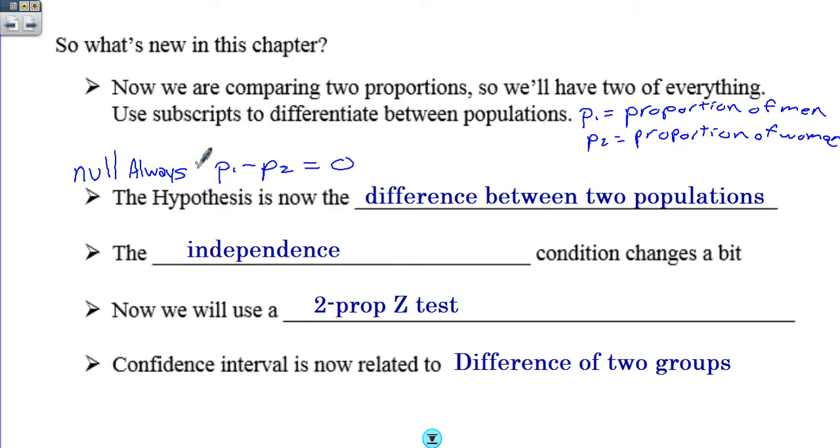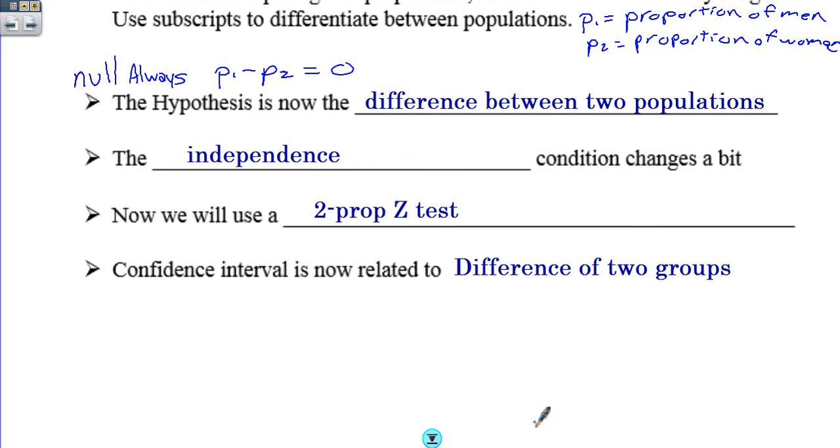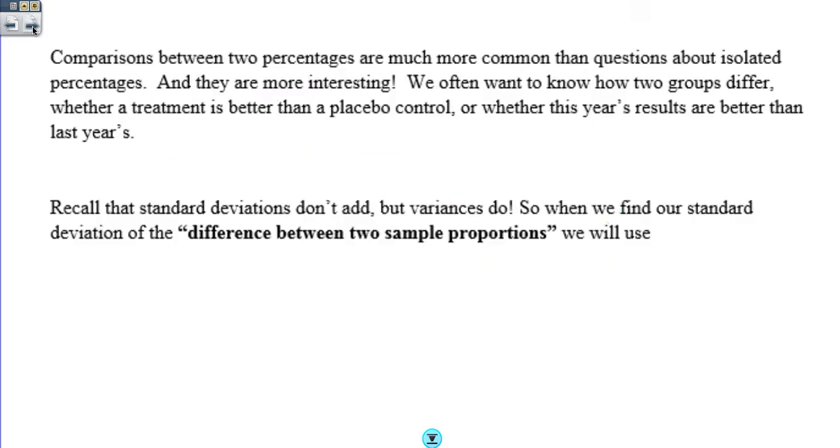So your null hypothesis is always going to be that P sub 1 minus P sub 2 is equal to 0. The reason for that is that we're saying there's not a significant difference between the two of them. In other words, they're roughly the same. The independence condition is going to change slightly, nothing crazy, and then instead of using a one-prop z-test, we're going to use a two-prop z-test. We're also going to look today at confidence intervals and how they are related to two different groups. So we'll take a peek at some of that stuff in the video here.